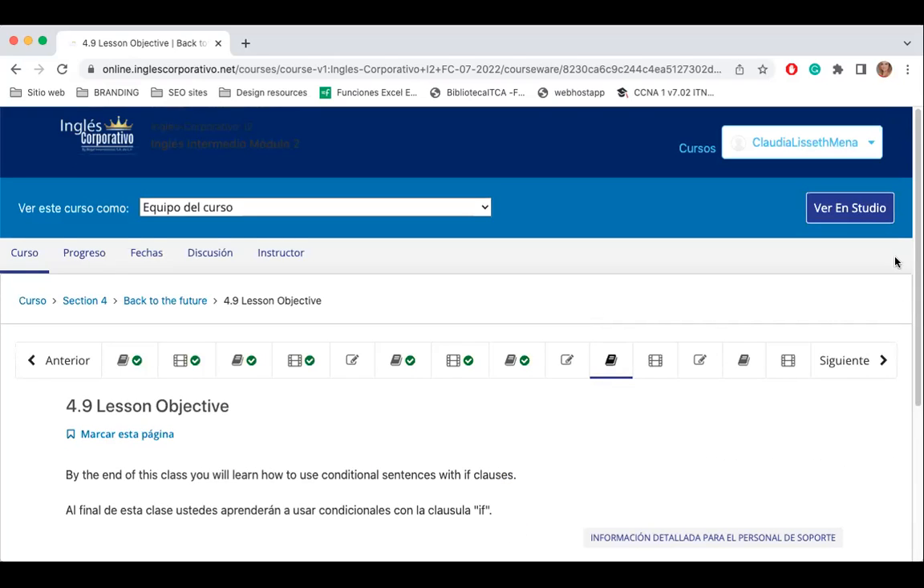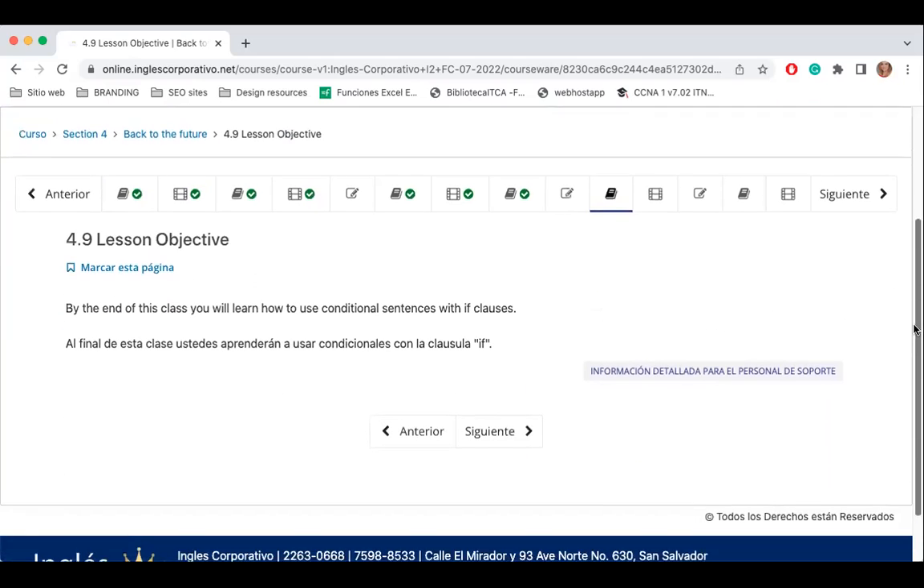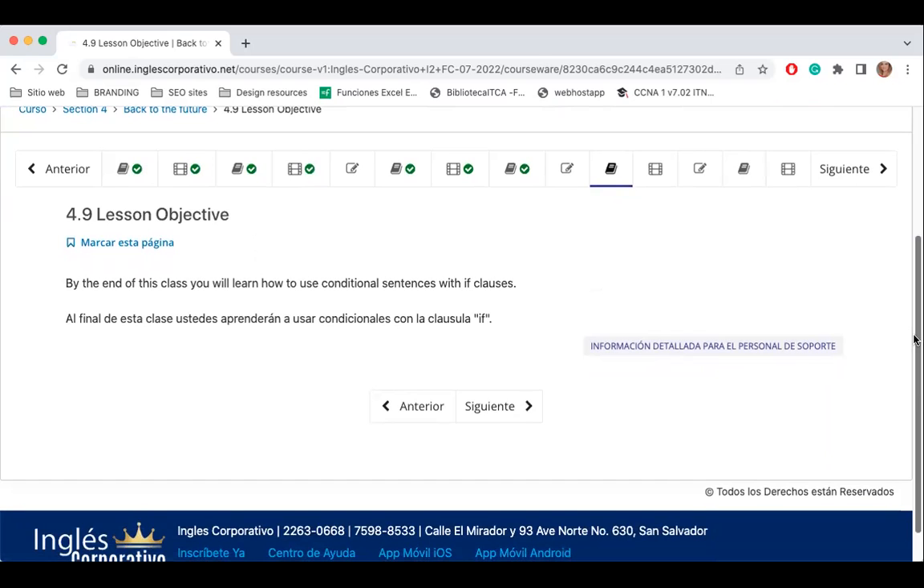You're welcome. Okay, lesson objective 4.9. By the end of this class, you will learn how to use conditional sentences with if clauses.